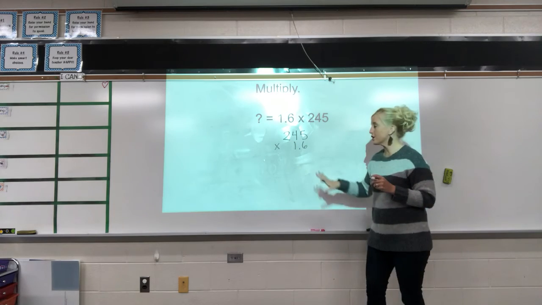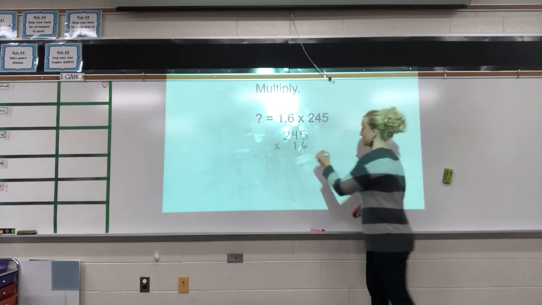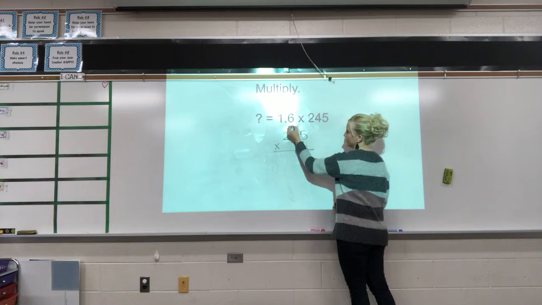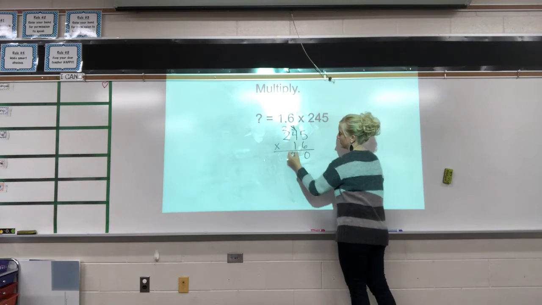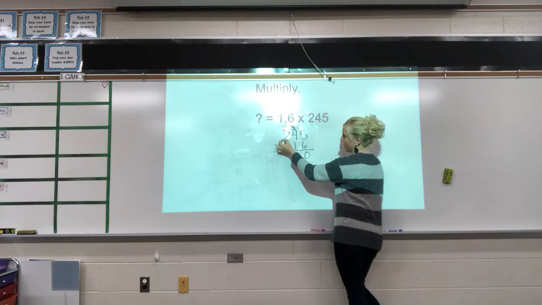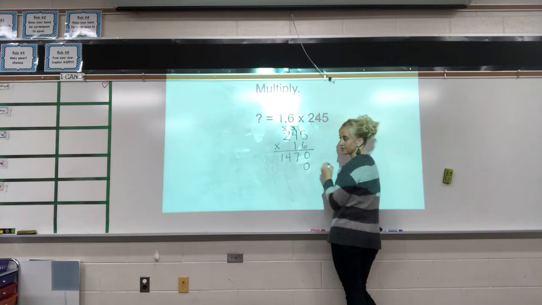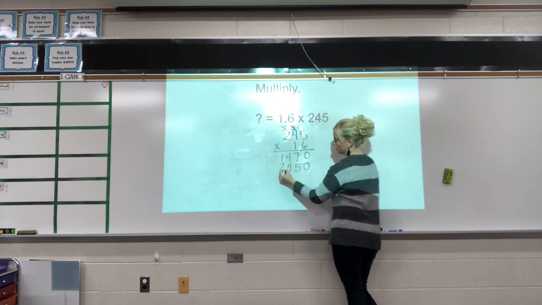And I'm going to ignore that decimal for now. I'm just going to pretend it's not there and solve the problem like I normally would. So 6 times 5 is 30. 6 times 4 is 24, 25, 26, 27. 6 times 2 is 12, 13, 14. Put that 0 down as a placeholder. 1 times 5 is 5. 1 times 4 is 4. 1 times 2 is 2.